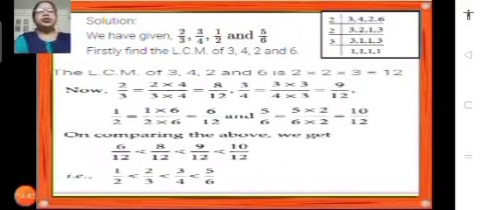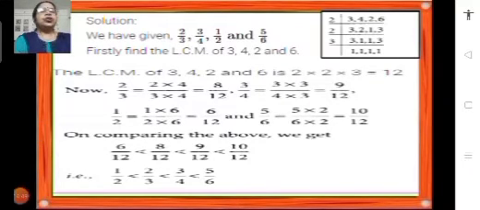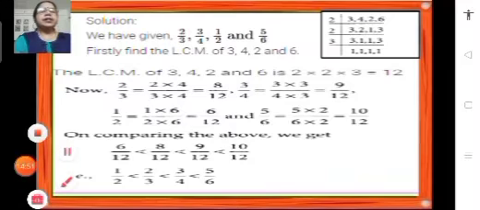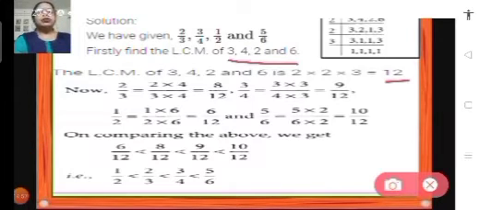First, we have to find the LCM of all the denominators of all the fractions. That means 3, 4, 2 and 6, isn't it? 3, 4, 2 and 6. We find the LCM. And what is the LCM? It is 12. Now, we convert each fraction into an equivalent fraction with denominator 12.